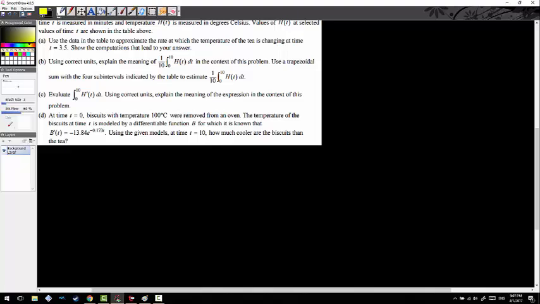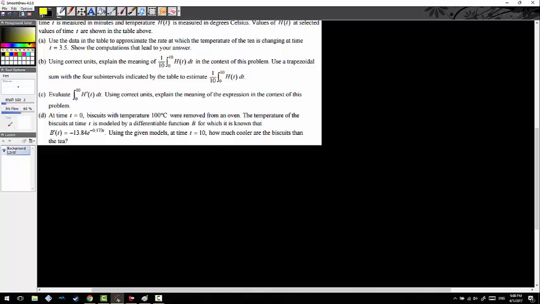Alright, in the last part of this problem, they're saying that at time equals 0, we've got these biscuits at a temperature of 100 degrees Celsius when removed from the oven, which means right as soon as we pull them out when time equals 0, they're 100 degrees Celsius. So it says the temperature of the biscuits at time t is modeled by a differentiable function, and it's known that b prime of t, in other words, the change in temperature of those biscuits, is modeled by that negative 13.84 function. Using the models at time equals 10, how much cooler are the biscuits than the tea?